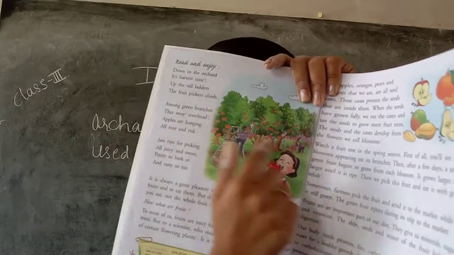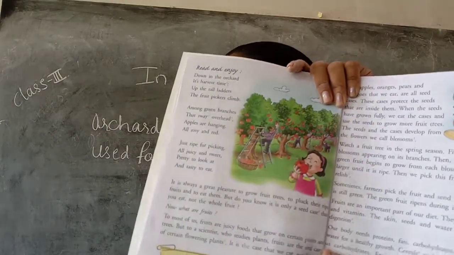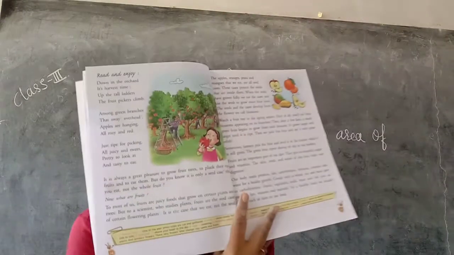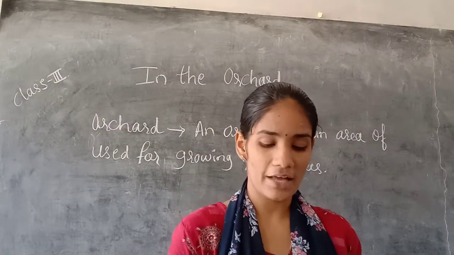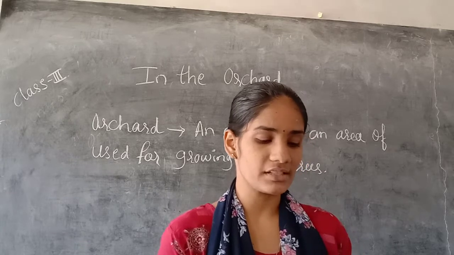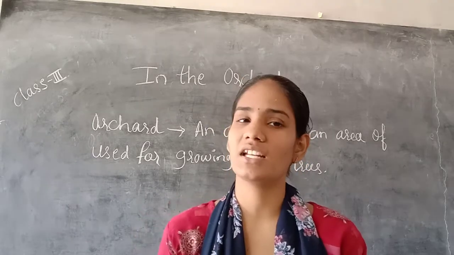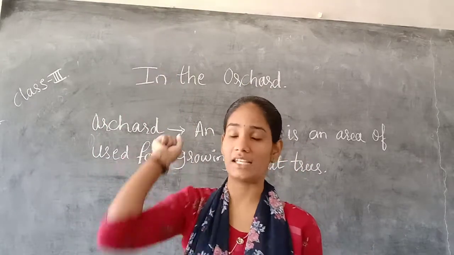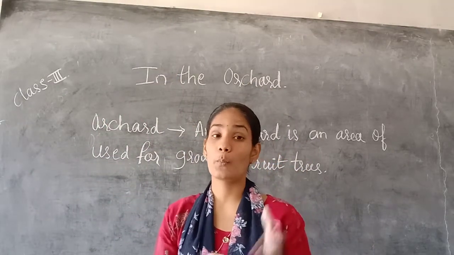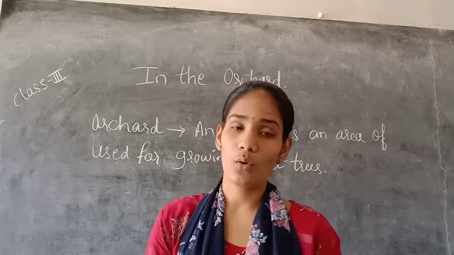Now the farmer wants to do the harvest. It is the time of harvesting. The trees are tall, so we cannot touch them easily. So what do we have to do to pluck those fruits?